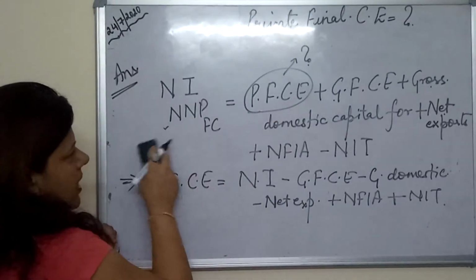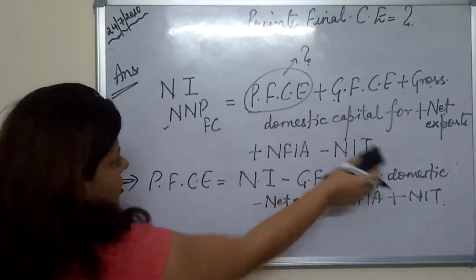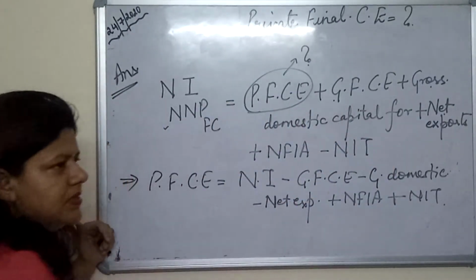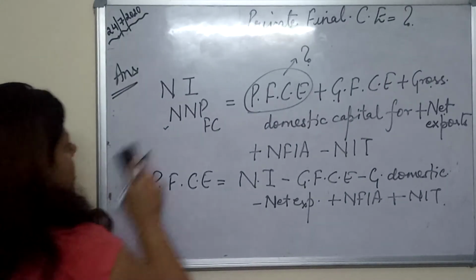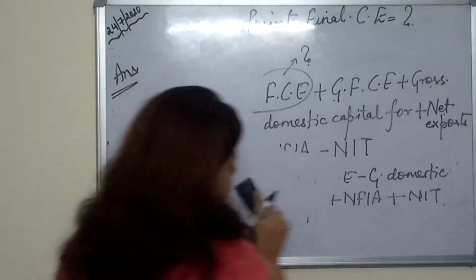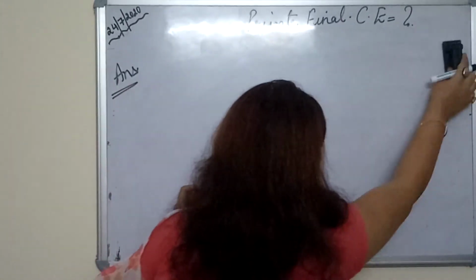Now what we have done, we have just twisted the formula. We have taken this here, then all the things which are coming from the right hand side to the left hand side, the sign is changed. Now what is given in the question, we'll just put in this formula and we will take it out.